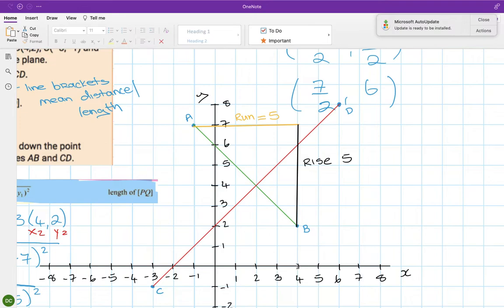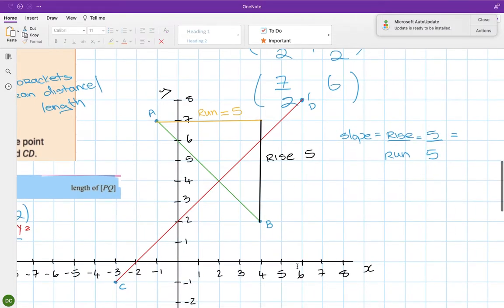So to get the slope, it's going to be rise over run. The rise is 5. The run is 5. So that's 1, but it's a downward sloping line. So that's going to be -1.